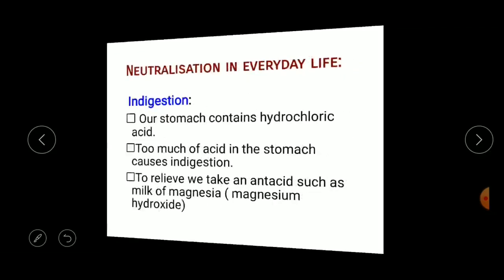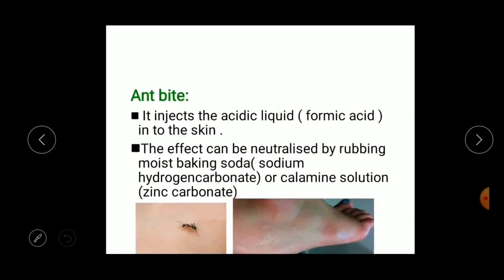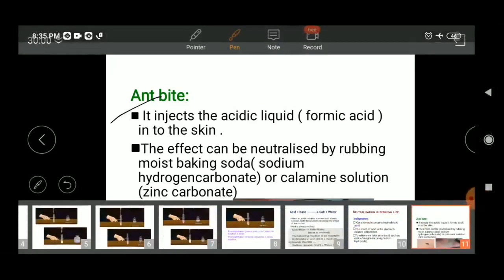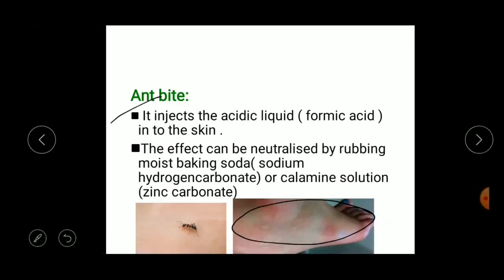Okay, next one is ant bite or ant sting. It injects the acidic liquid, that is formic acid, into the skin. And children, when an ant bites, it injects the acidic liquid into the skin, which causes irritation and swelling. Here you can see, right, we all have faced this problem. It is nothing new for us, right? When an ant bites, it injects the acid, that is called formic acid, into our skin, which causes irritation and swelling.